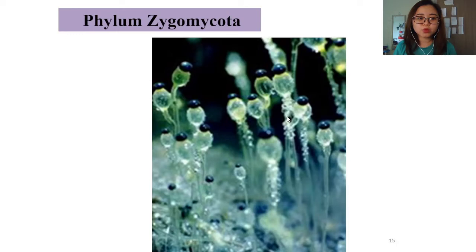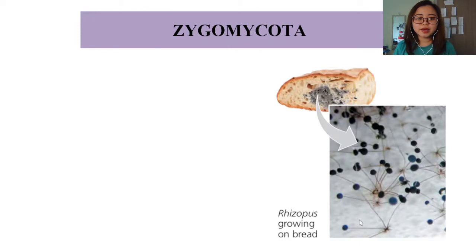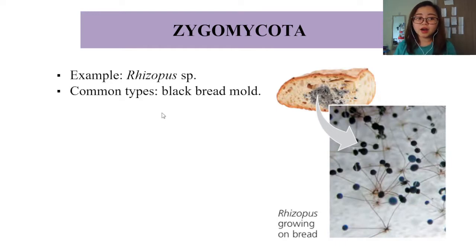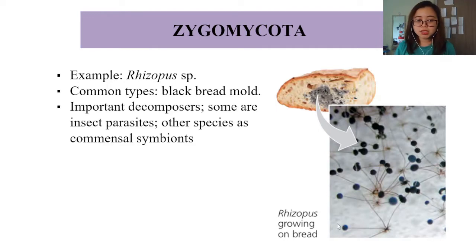We're going to start with Phylum Zygomycota. This is an example of a species of Zygomycota under the microscope, since they're very small. Alright, you may be very familiar with Zygomycota already. An example of Zygomycota is Rhizopus species. They are most commonly seen as black bread mold. So kalau makanan kita start berkulat, terutamanya kulat yang hitam pada roti itu biasanya adalah Rhizopus species.